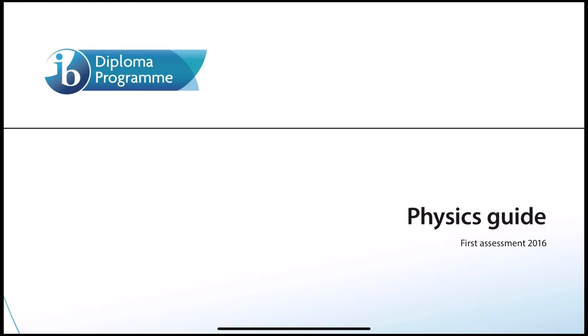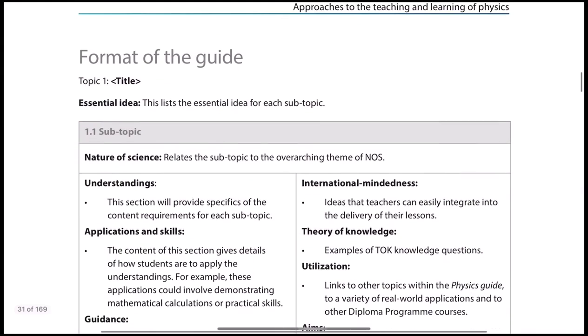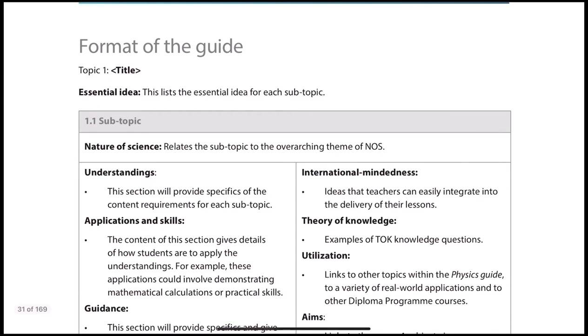Hi, I'm going to be analyzing a standard from IB Physics, which is a grade 11 and grade 12 curriculum. The IB standards are presented as topics in the subject guide, so I have the physics guide here. These topics are a little bit easier to dissect than the NGSS standards because the content and skills are presented in list form, as you can see in this format explanation.